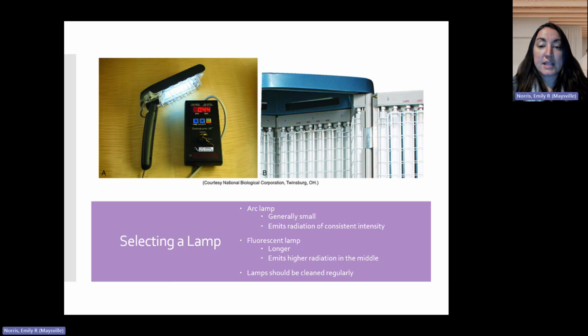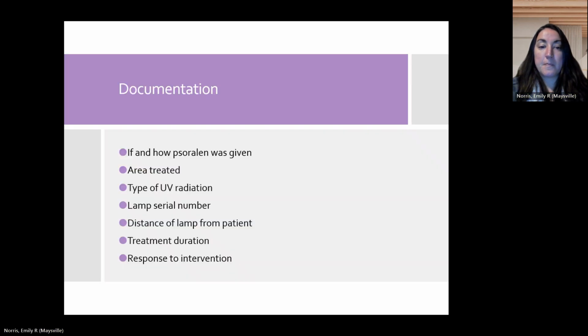When you're selecting a lamp, there's two different types of lamps. The arc lamp is pretty small and emits radiation in a consistent intensity. The fluorescent lamp is longer. It emits higher radiation in the middle, so you have to be careful with that. And then lamps should be cleaned regularly. You want to be careful with how you store and clean the lamps.